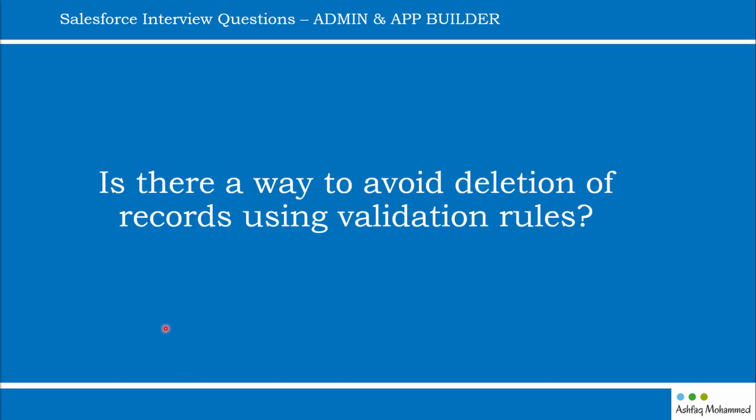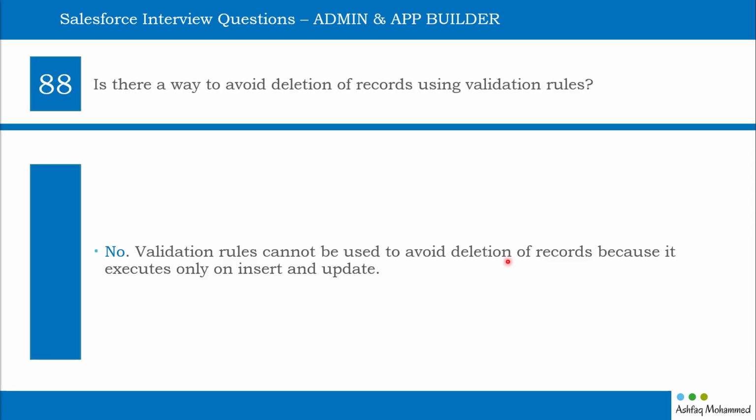Okay, the next question is: is there a way to avoid deletion of a record using a validation rule? For example, I have a record and I'm deleting it. Can we use a validation rule to stop the user from deleting? Let's see. No, we cannot stop deletion using the validation rule, because it executes only on insert and update. Very important, you should understand when this will run. It will run only on inserts and updates, so obviously we cannot control the deletion with the help of validation rules.